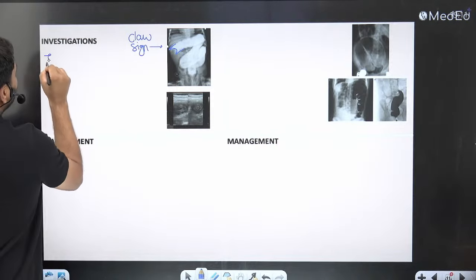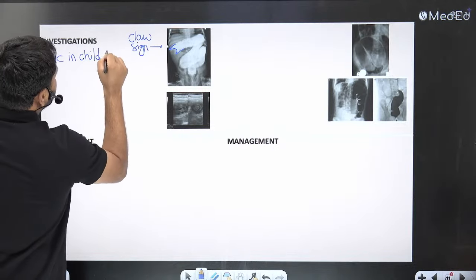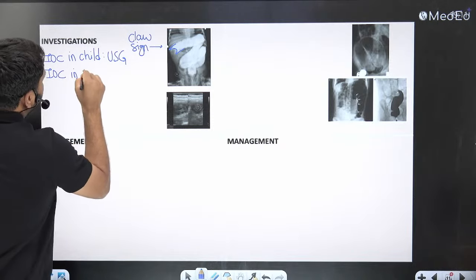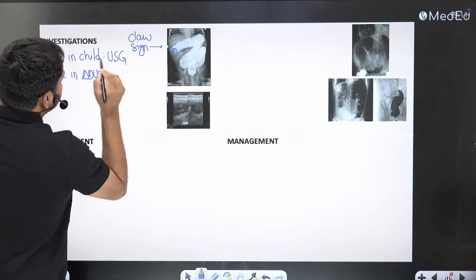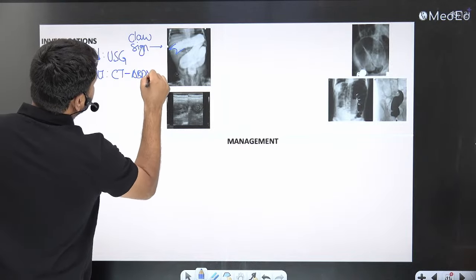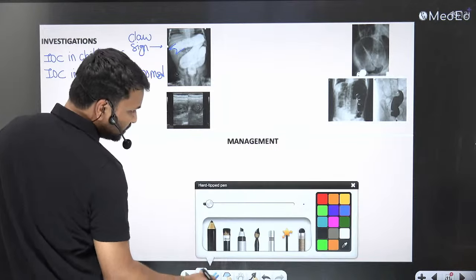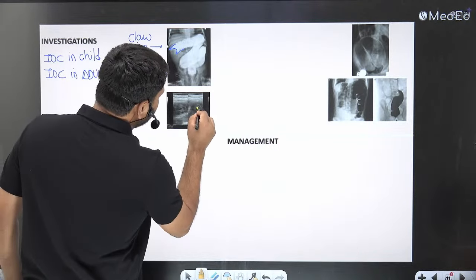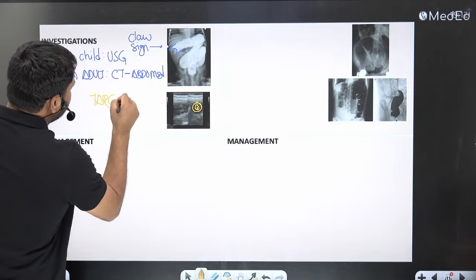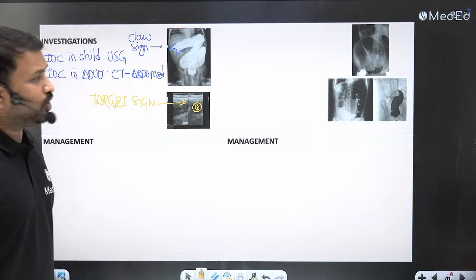But if I say what is the investigation of choice in children, the answer is ultrasound. The investigation of choice in adult for the diagnosis is going to be your CT abdomen. Now, when you do an ultrasound, you see there's a concentric circle that is present. Circle number one, circle number two, circle number three. And this is what we call the target sign on an ultrasound.